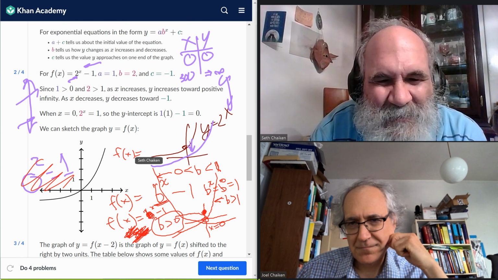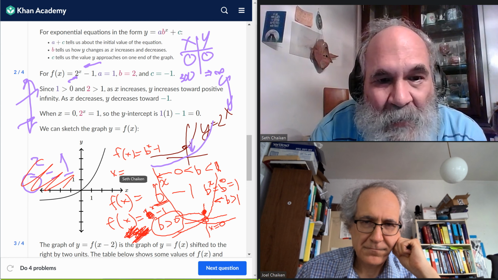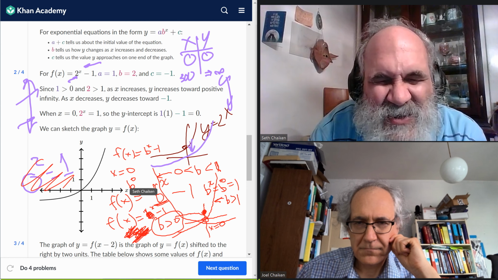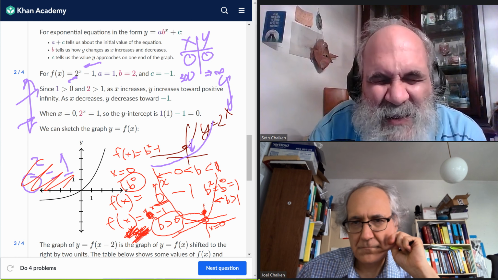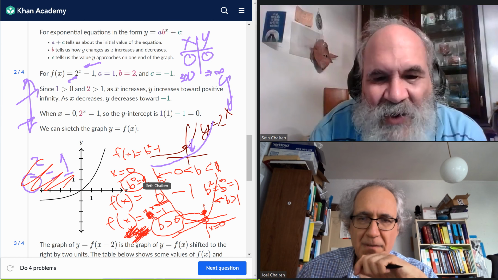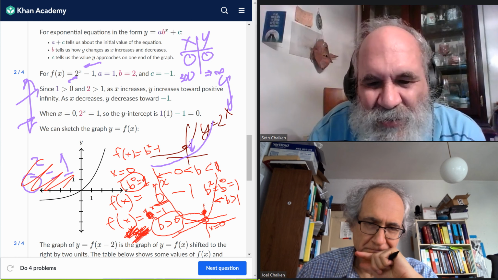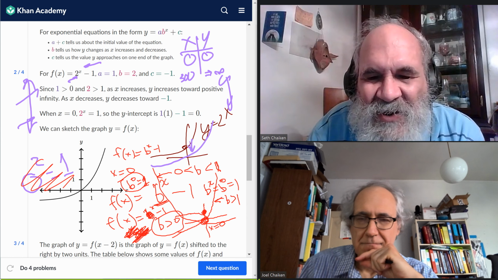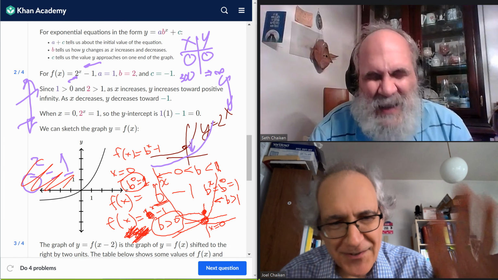F of x, again, we're working with b to the x minus 1. When x equals 0, b to the 0, the convention is no matter what b is, b raised to the 0th power is by convention equal to 1. So no matter what b is, we're going to go through this point. And then the issue is, how does the curve look? How does it vary for different values of b? But we've already done that.